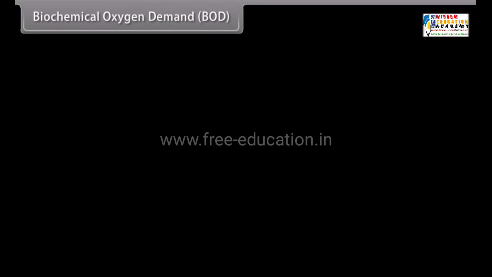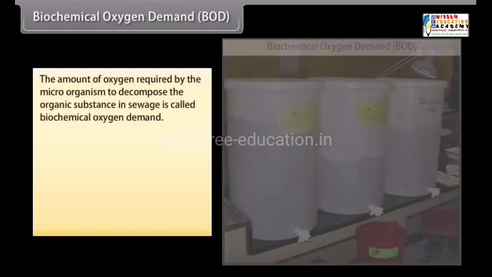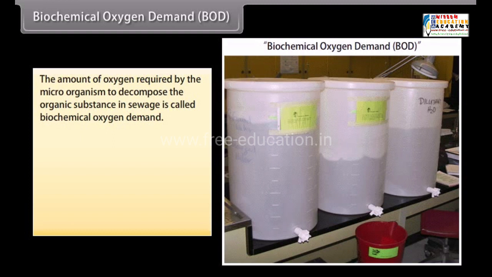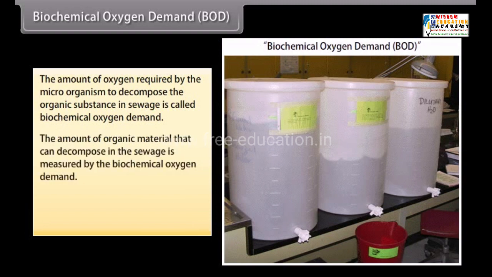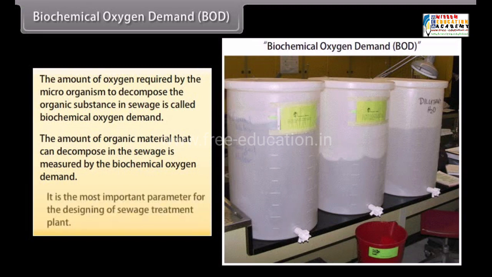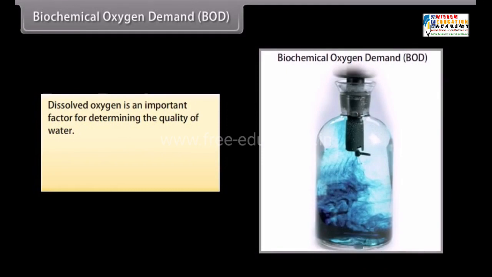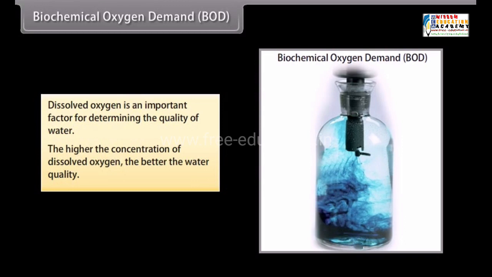Biochemical oxygen demand, BOD. The amount of oxygen required by the microorganisms to decompose the organic substance in sewage is called biochemical oxygen demand. The amount of organic material that can be decomposed in the sewage is measured by the biochemical oxygen demand. It is the most important parameter for the designing of sewage treatment plants. Dissolved oxygen is an important factor for determining the quality of water. The higher the concentration of dissolved oxygen, the better the water quality.